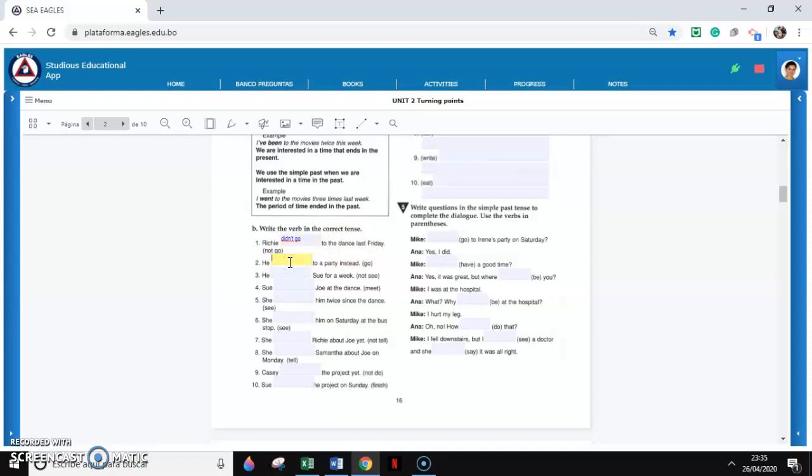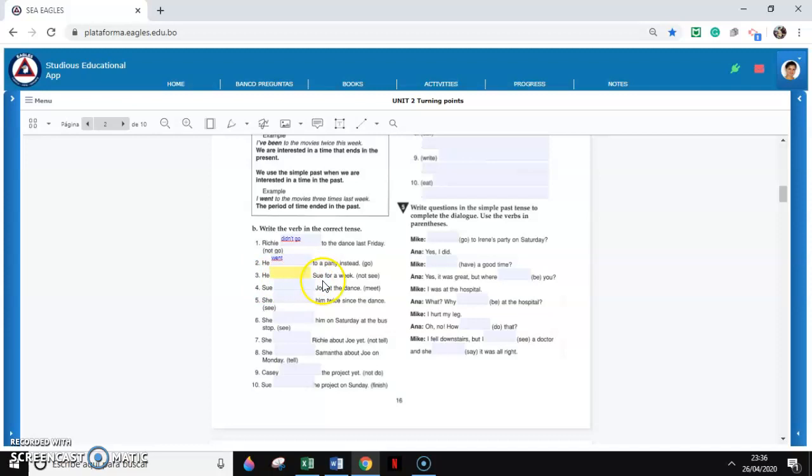Number 2, he to a party instead. So we don't have any time phrases here. We don't have past simple phrases. We don't have present perfect phrases. So we're still talking about the action that happens in the past. Went to a party instead.